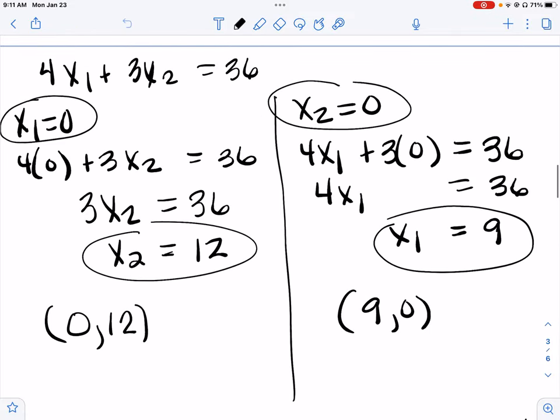Now our second constraint, we're going to do the same thing. On the left side, x1 equals 0. Plug that in, we get 3x2 equals 36. Divide, we get x2 equals 12. So (0, 12). On the right side, we'll plug in x2 equals 0. So we get 4x1 equals 36. Divide by 4, we get x1 equals 9. So the second point on that line is (9, 0).